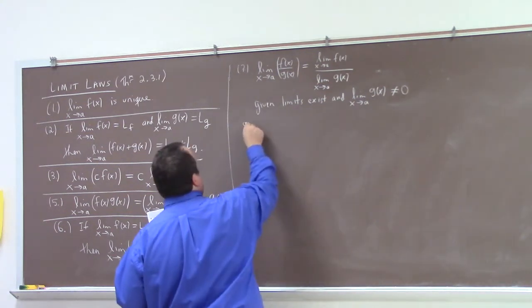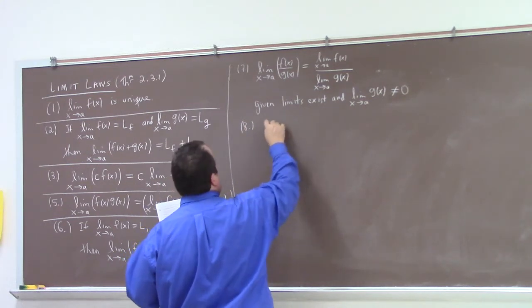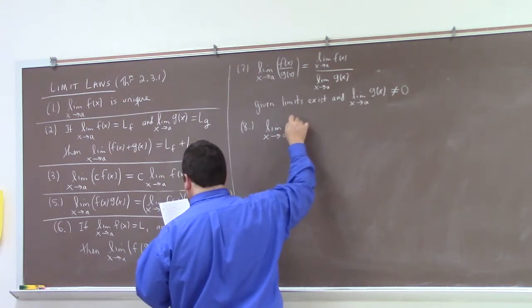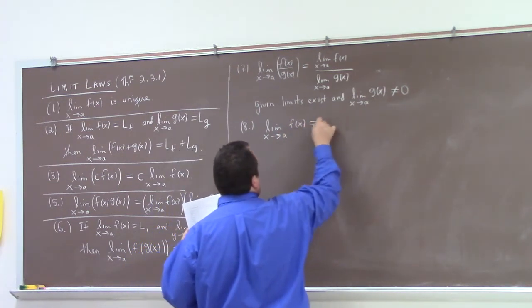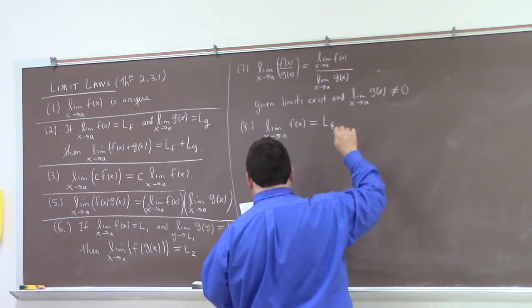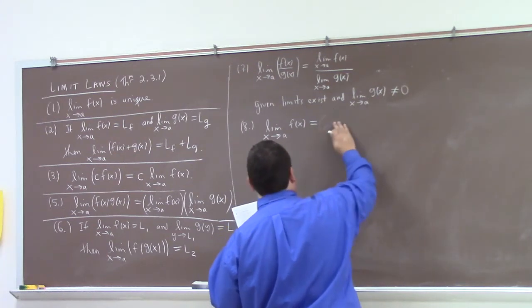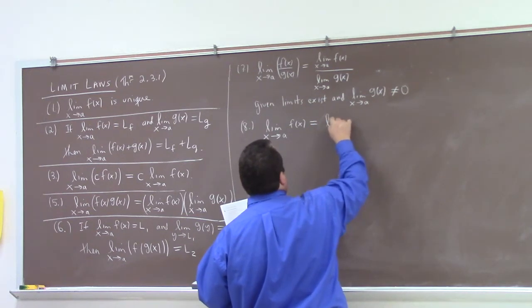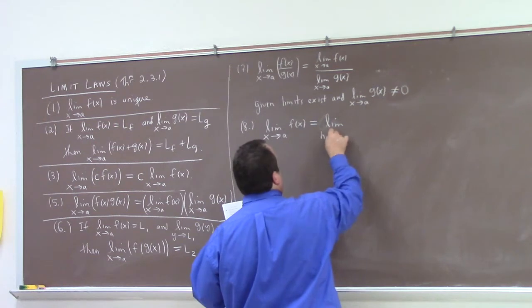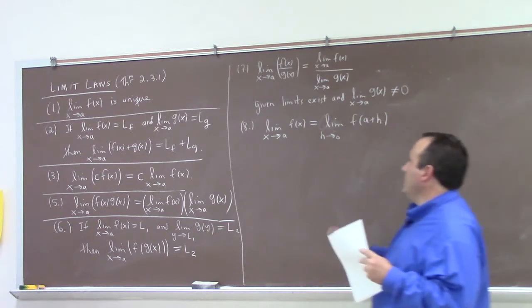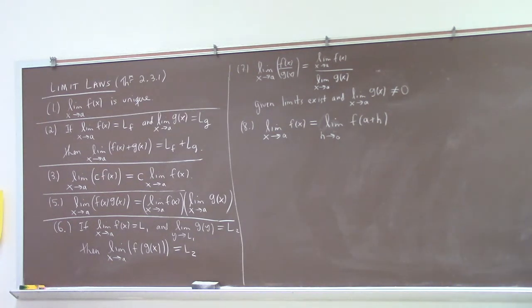And then 8, the substitution rule, sometimes helpful. The limit as x goes to a of f of x is equal to L sub f. Oh, excuse me, I've gotten mixed up here. The limit as x goes to a of f of x is equal to the limit as h goes to 0 of f of a plus h. Moreover, either both of these limits exist or they both don't exist. So this is a substitution, all right?